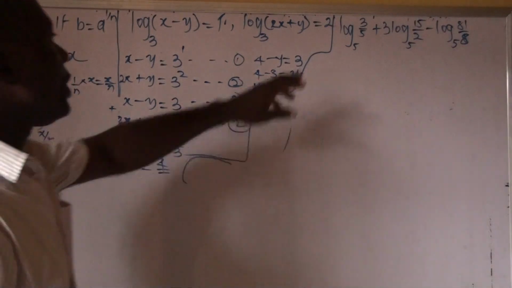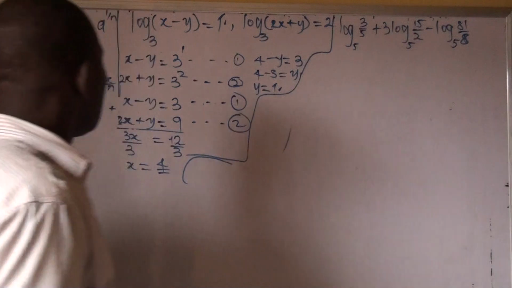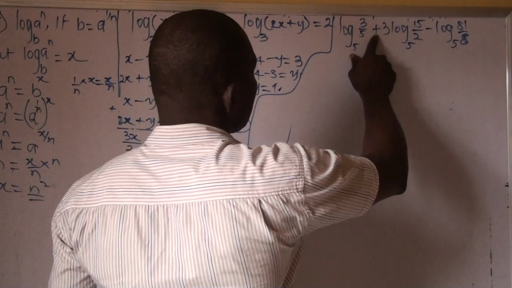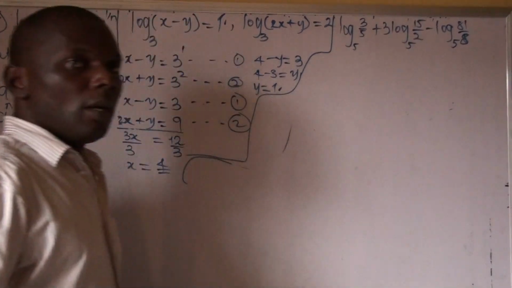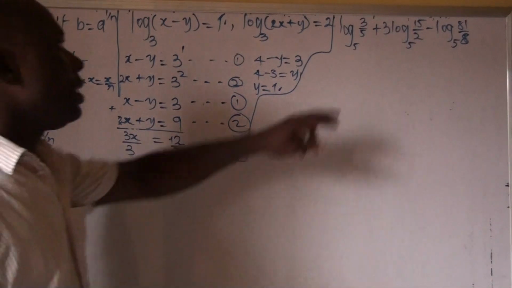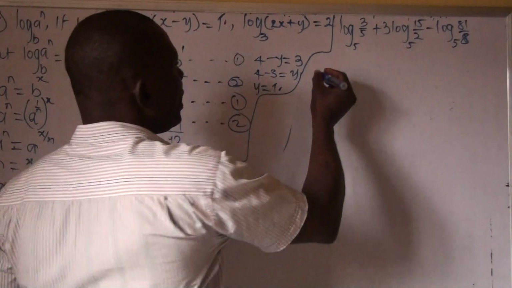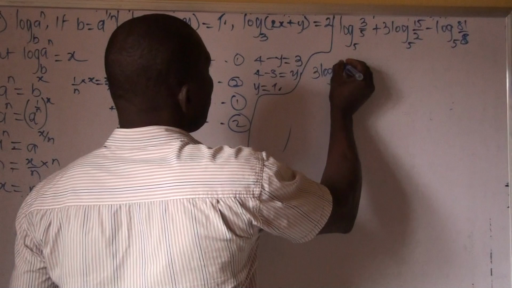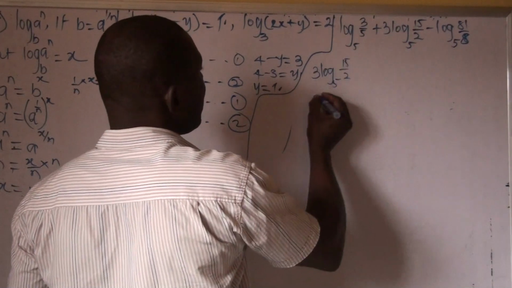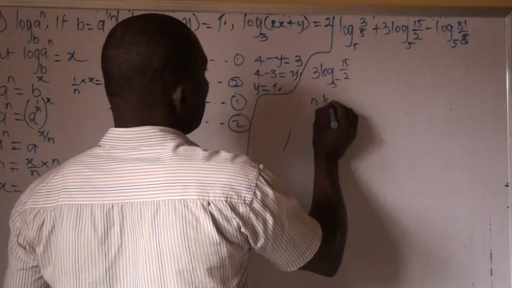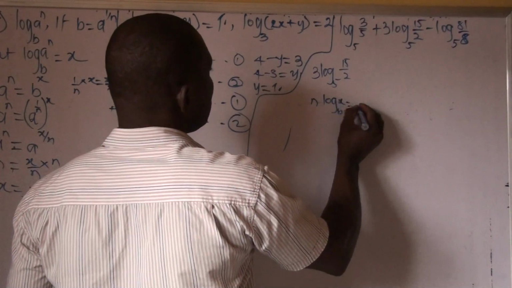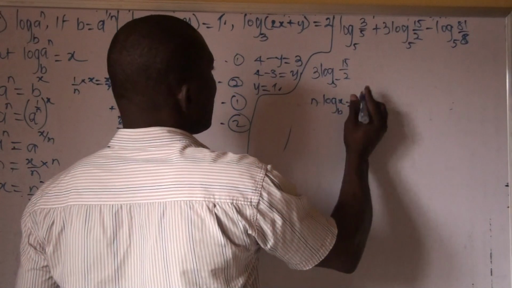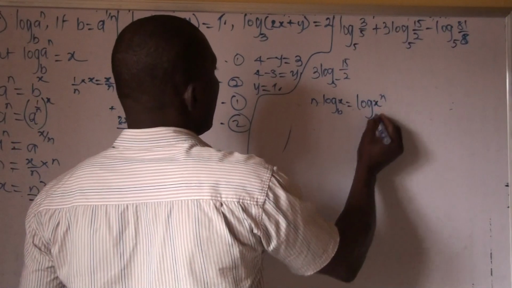The first thing, we've seen that they are all in the same base. Since they are all in the same base, our work will become very easy. The next thing is, let's look at the signs here. This is addition, this is subtraction, so we know the operation there. Now we look at this carefully. In this case, for this 3 log base 5 of 15 over 2, we need to apply this law: n log base b of x is the same thing as log of x raised by n to base b.